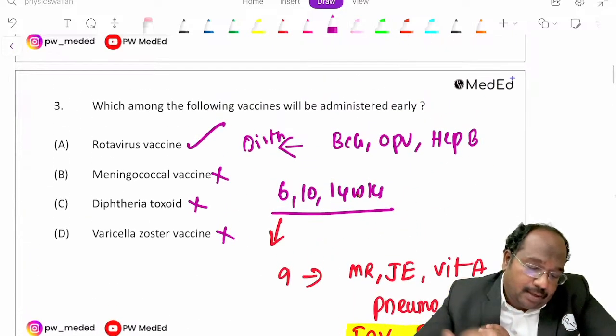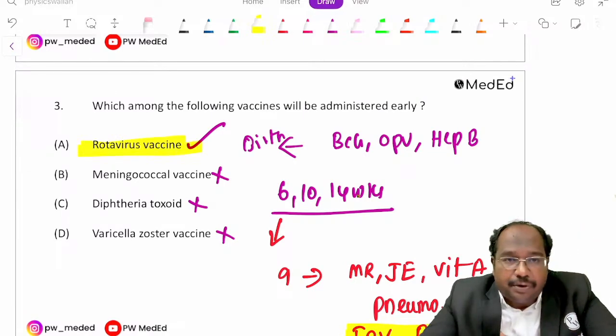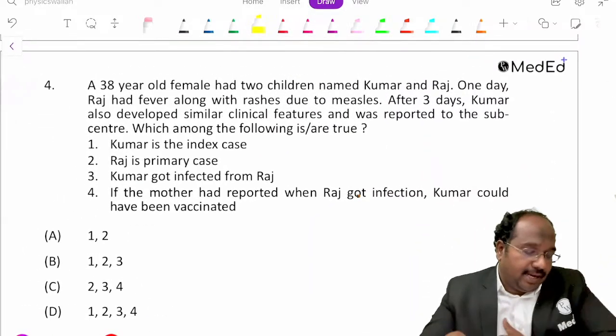Okay, fine. So the answer for this one is rotavirus, guys. Other things we don't give in the immunization schedule. Fine. The next question, guys.